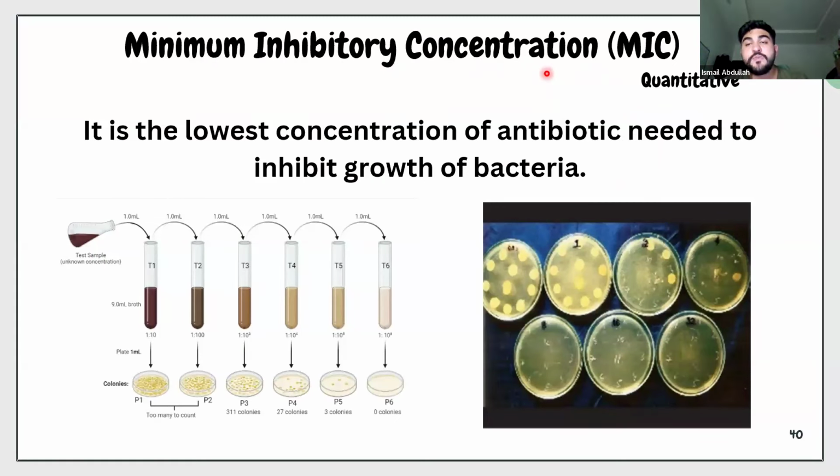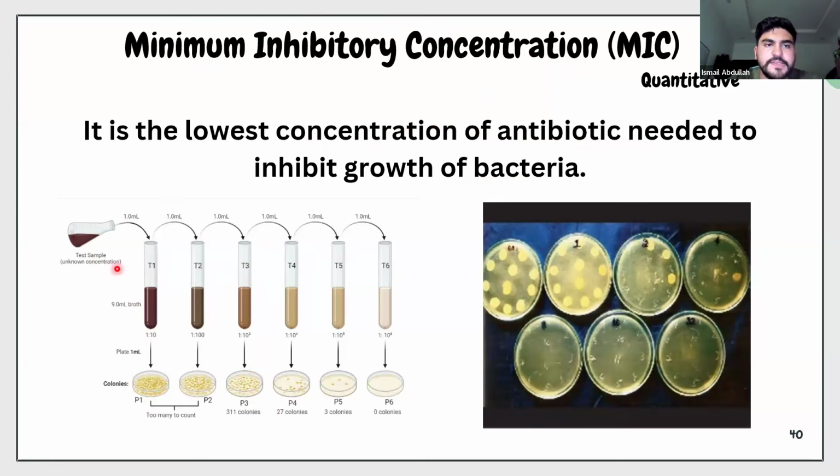Now we move to quantitative, which is the minimum inhibitory concentration. Why do we prefer to use this one over the Kirby-Bauer? It's because this one is very accurate, tamam, very precise. It tells you exact concentrations. So when we say minimum inhibitory concentration, this is the lowest concentration of antibiotic needed to inhibit growth of bacteria. Tamam? So let's take a look at this illustration here.